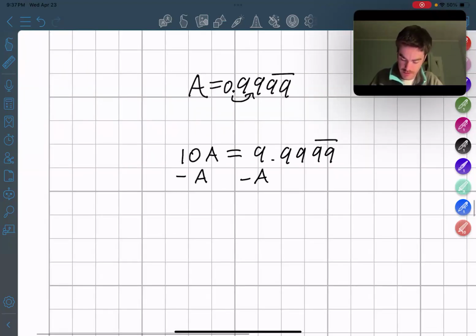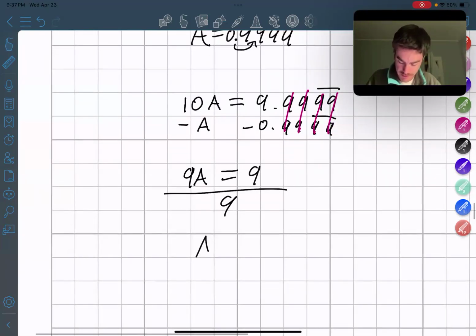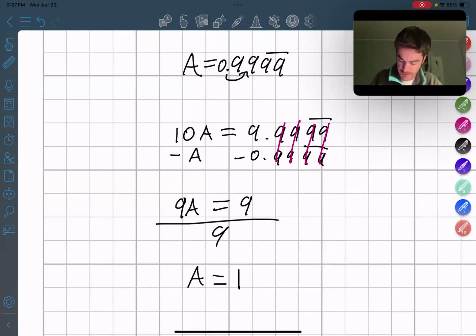And what do I get here? Well, I get 9A is equal to, and if we think about what A is again, this is 0.9999 repeating. All of these 9s get canceled out, and I get that 9A equals 9. Dividing both sides by 9, I get that A equals 1. But we said that A equals 0.999 repeating, so they are equivalent.